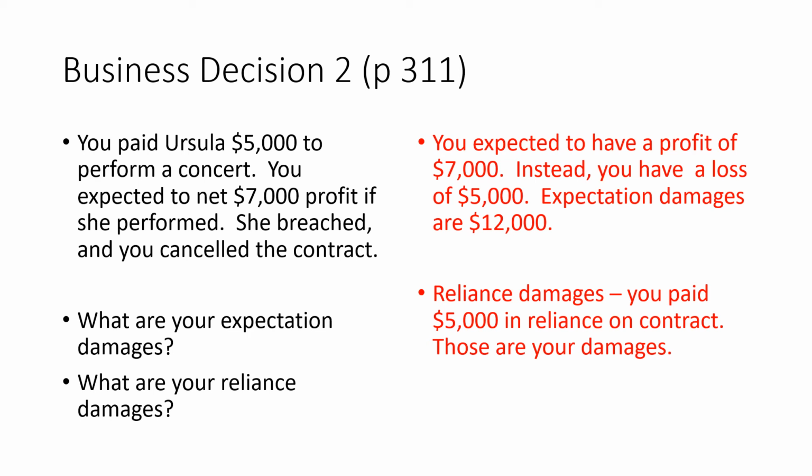Reliance damages are the easier calculation. If you look at the reliance damages, you paid $5,000, you didn't get a concert, your reliance damages are $5,000. Let's look at your expectation damages. Well, you expected to have a profit of $7,000. You expected to have $7,000 in your pocket. Where you are, however, is that you are negative $5,000. So in order to get you to the place where you expected to be, $7,000, we need to pay you not only the $5,000 that you're out, but the additional $7,000 to account for the expected profits that you were expecting as a result of the performance of the concert. Accordingly, your expectation damages are $12,000. In this case, a prudent, realistic business person is going to choose expectation damages.